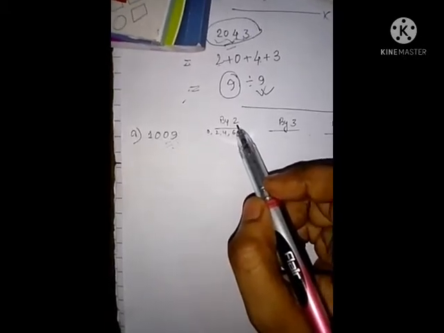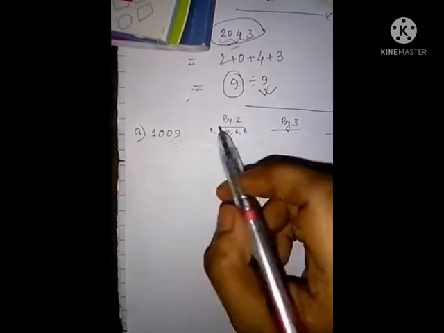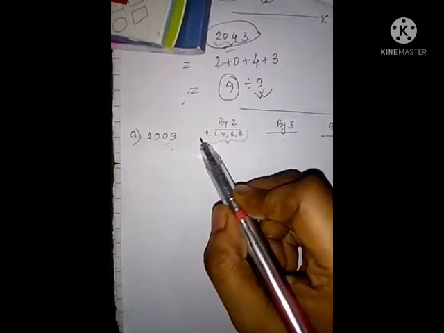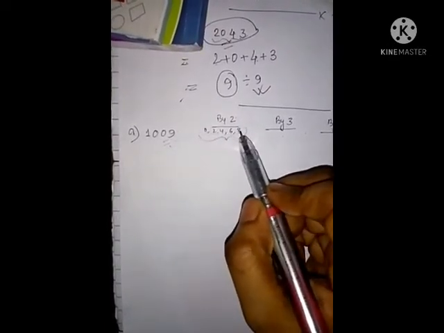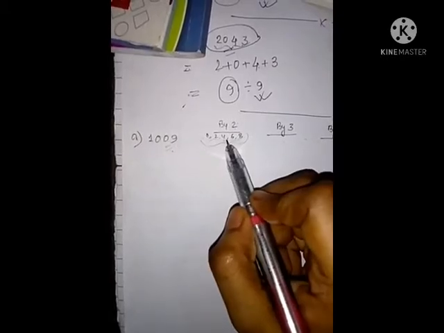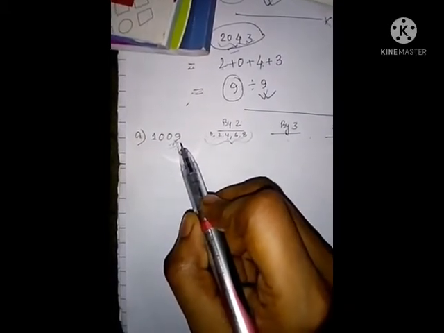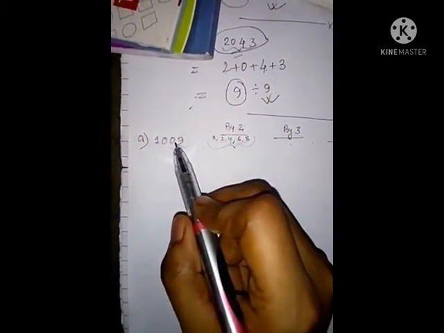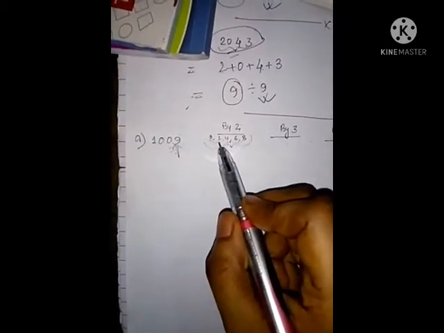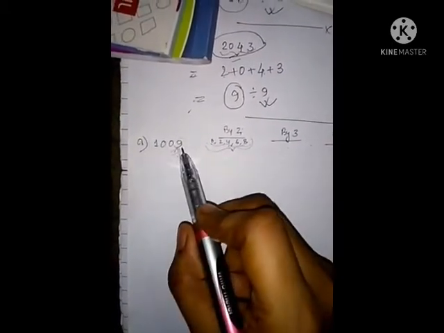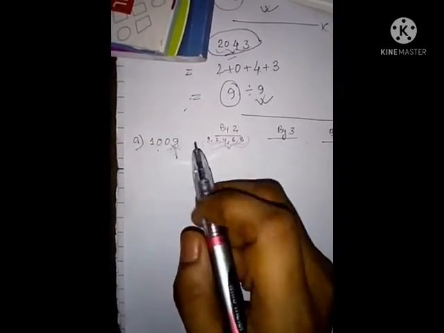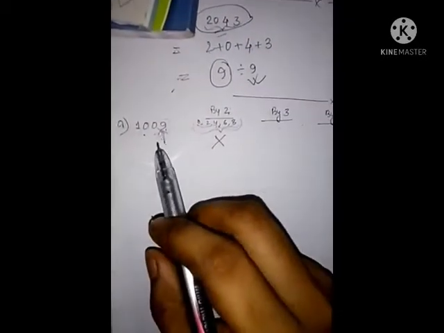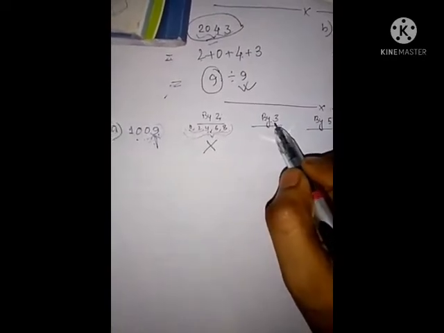So first of all, we are going to check whether this number is divisible by 2 or not. According to the divisibility rule, we know that if any number from 0, 2, 4, 6, 8 is present in the ones position, then that number will be divisible by 2. So here in ones position 9 is present. Among these numbers, none is present here. So we can say that 1009 is not divisible by 2.